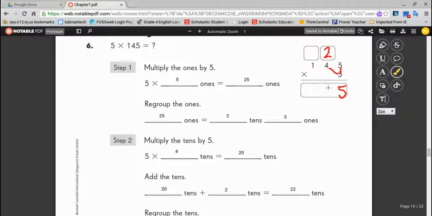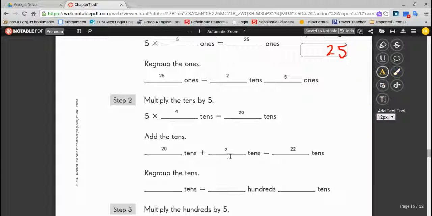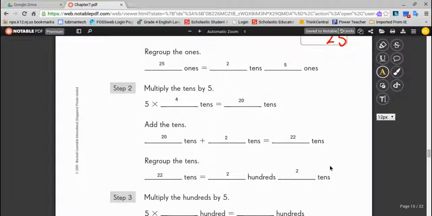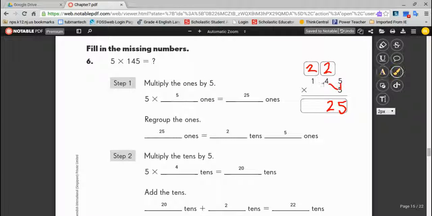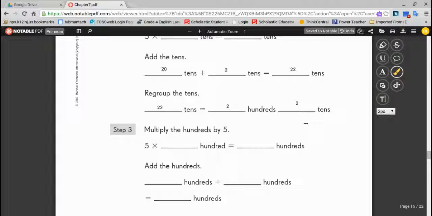And we can't write 22 in here, so again, 22 is written with 2 in the tens column and 2 in the hundreds column, 22 tens. Alright, so we regroup that with 2 in the hundreds column and 2 in the tens column. Alright, and then our last step over here is to multiply our hundreds. 5 times 1 is 5, but again, we can't forget about the 2 up top, so we have to add that together. So 5 times 1 is 5, plus 2 more is 7. 5, 6, 7. And let's write that in here.